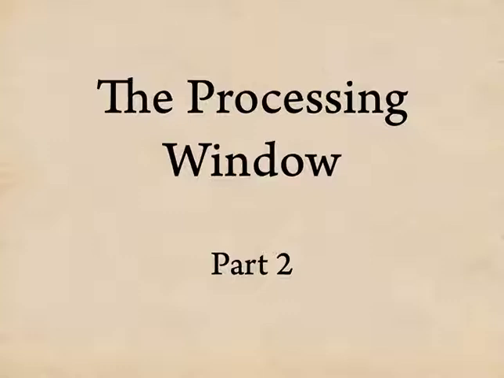This video is the second half of a two-part video on the processing window. In the last video, we looked at the components of the processing window and how to start and stop a program. In this video, we'll see what happens when your program has a problem and how to fix it. And to wrap up, we'll see how to save our work.